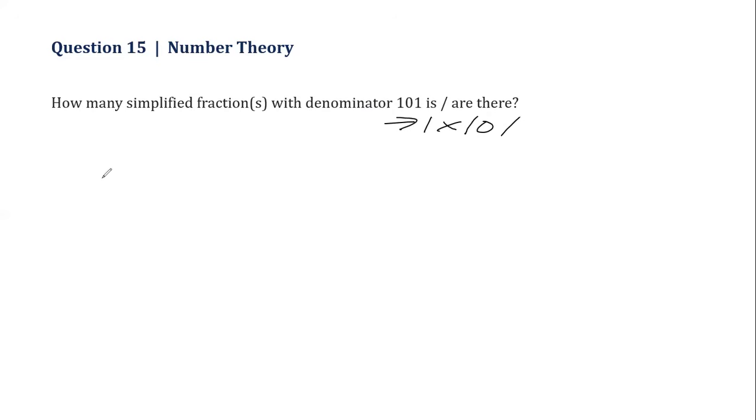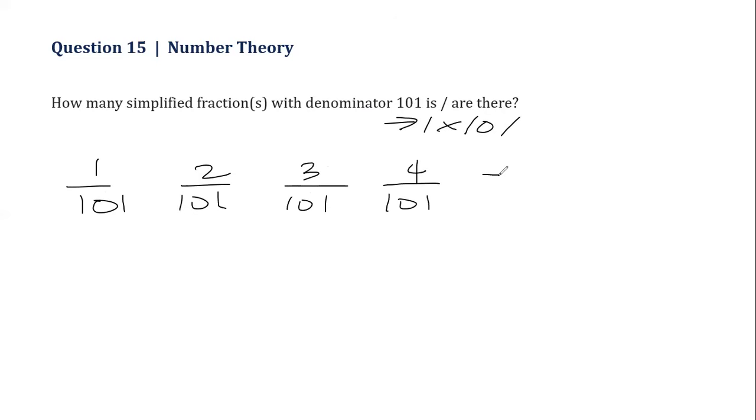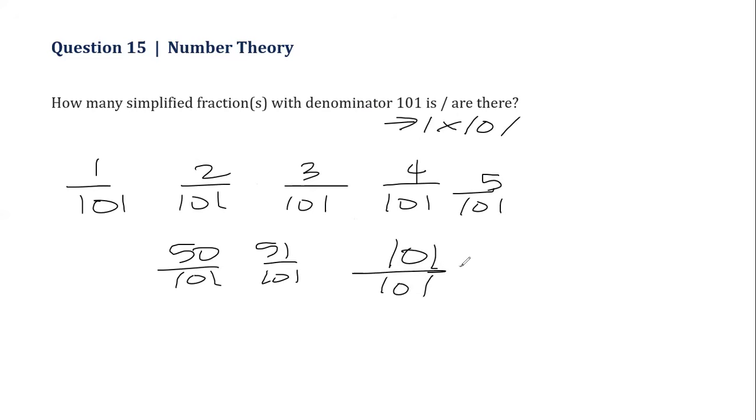So this means that whatever number it is, say 50, 51, these are all simplified already. These are all in their lowest terms. Because 101 is a prime, it doesn't have any common factor with any of the numerators except for 1. The only exception would be 101 over 101 itself. That would be 1.